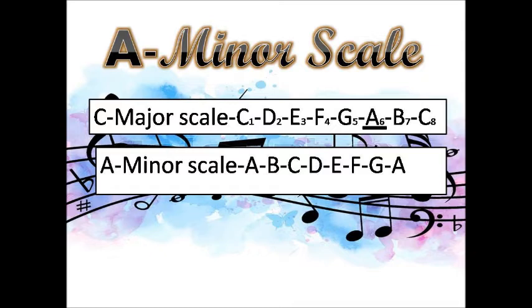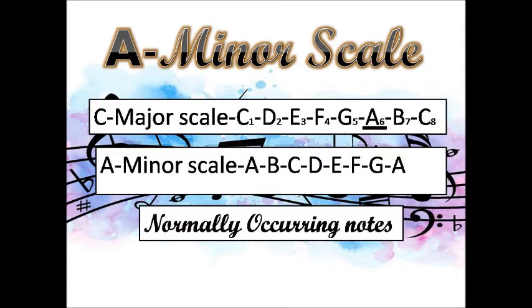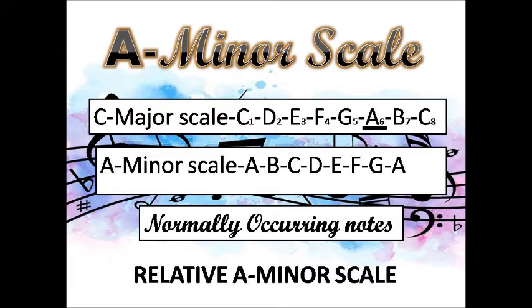Just like in the C major scale, where the notes occur naturally like C, D, E, F, G, A, B and C, in the A minor scale also, the notes occur naturally, starting from A, B, C, D, E, F, G and again A. This is the relative minor scale, or simply the A minor scale.